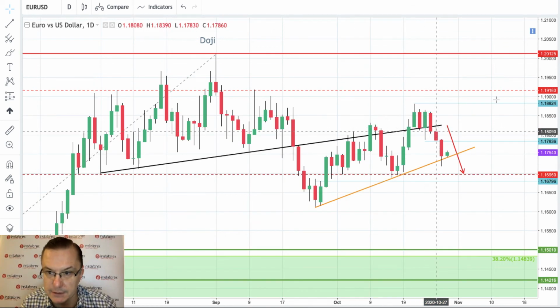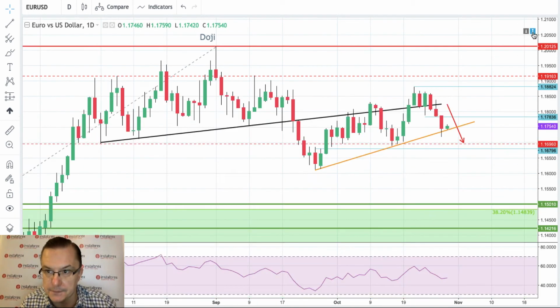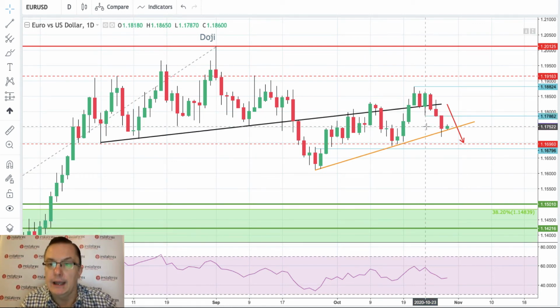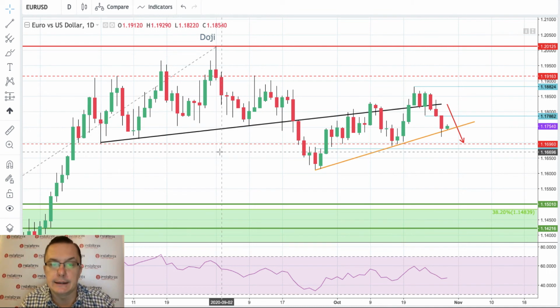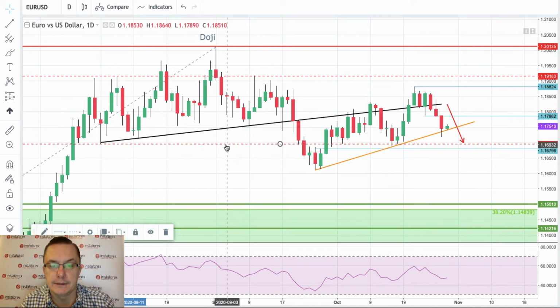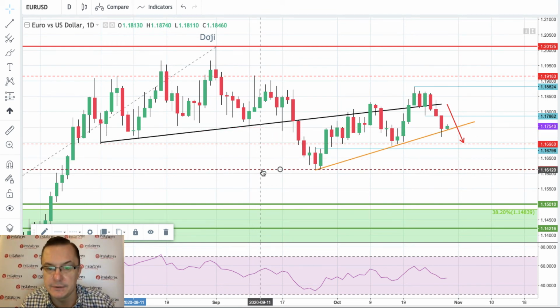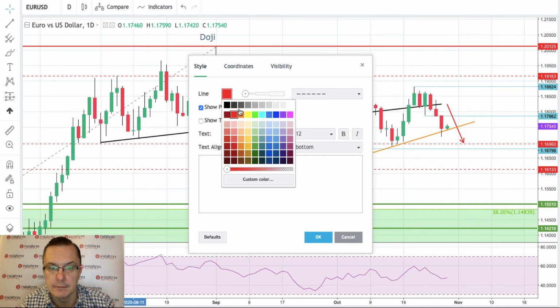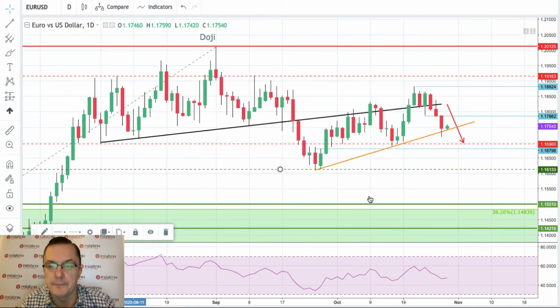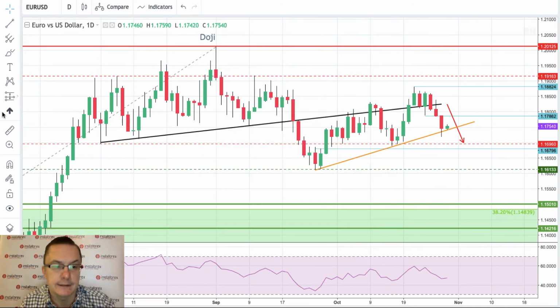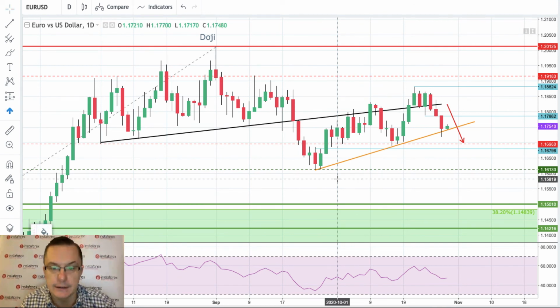We will just mark it here. All right. And let me make it more precise. There you go. And the ultimate technical support, as you can see, will be made somewhere here, right? This is 1.1612. This is the support, so we'll make it green quickly, and there you go. That's the support. This is exactly what I mean.